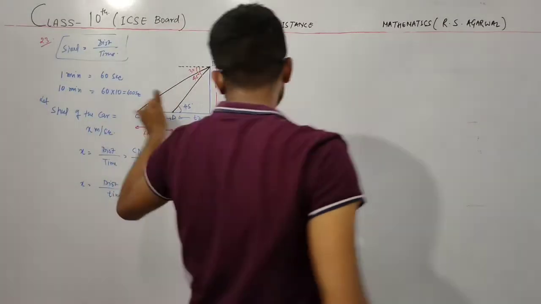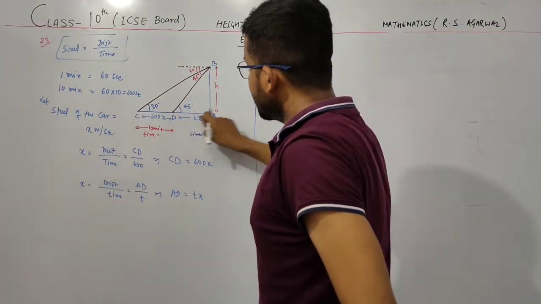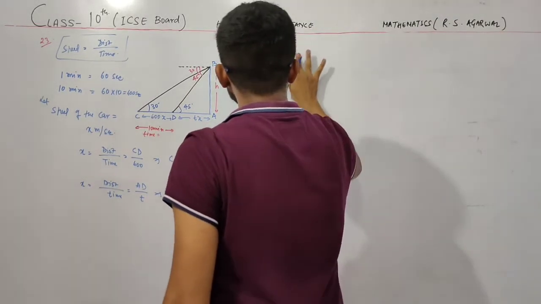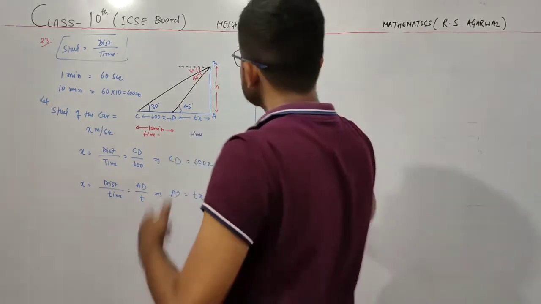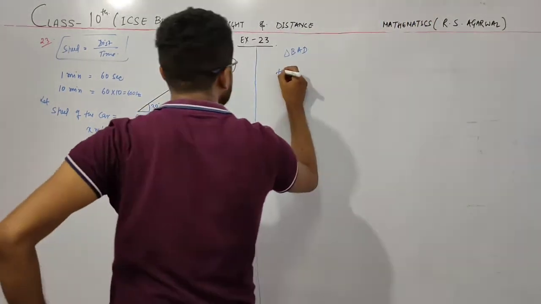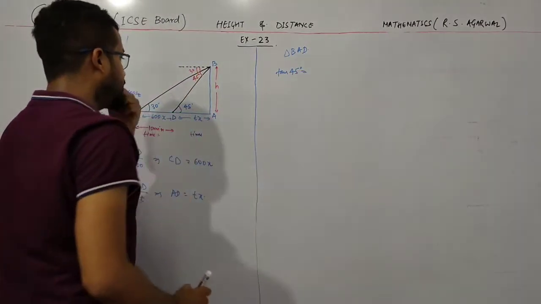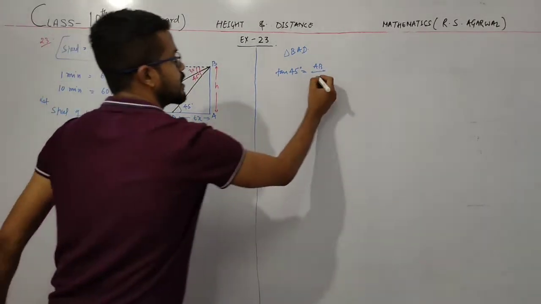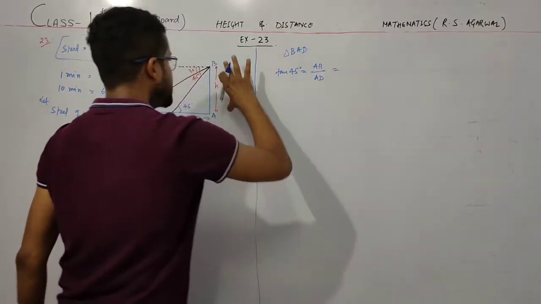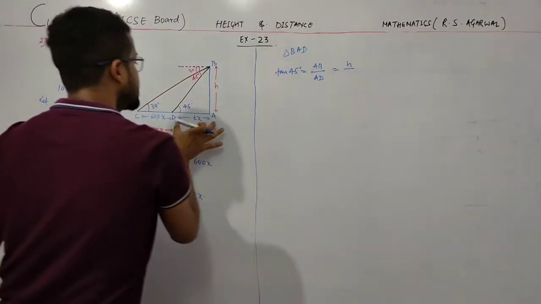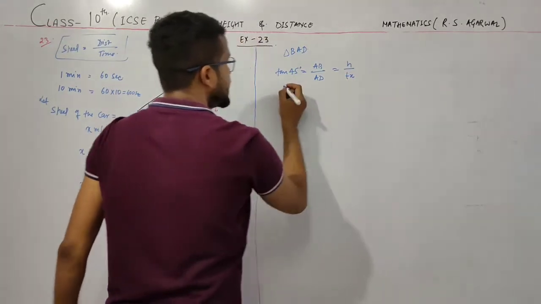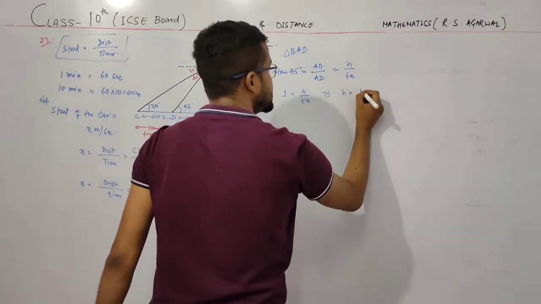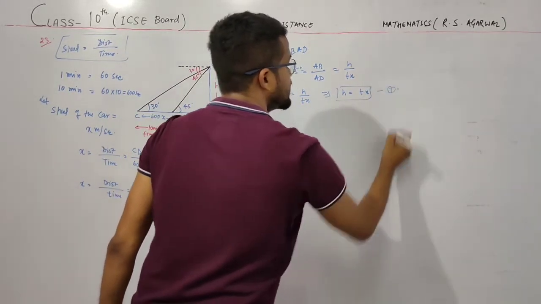Now use both the relations, here are two right angle triangles. One right angle triangle is triangle BAD. By using this triangle, I write tan 45 degree is AB upon AD. So AB is equals to h, and AD is equals to tx. Tan 45 degree is equals to 1, so 1 is h by tx, or I write h is equals to tx. This is equation number 1.